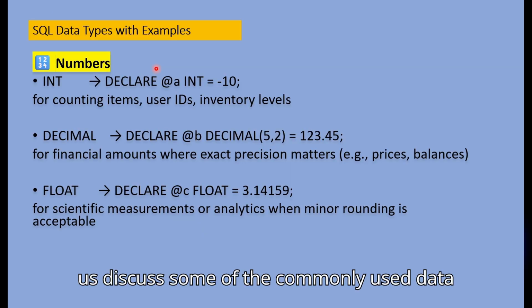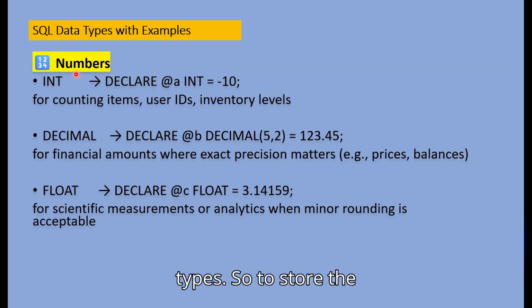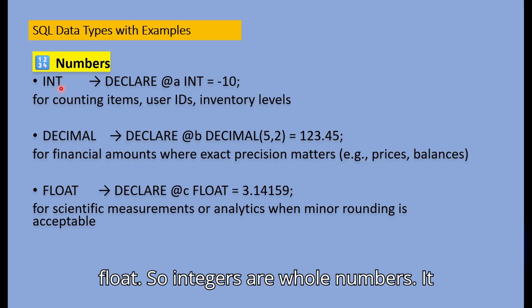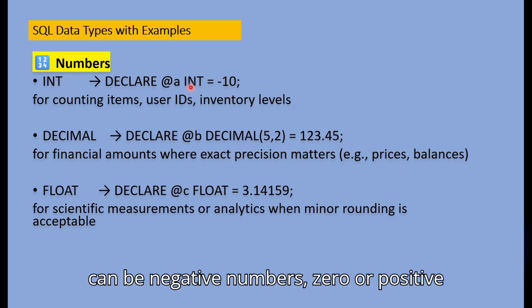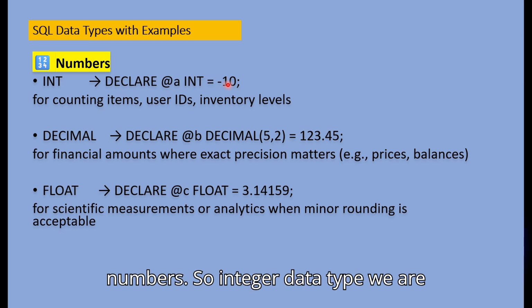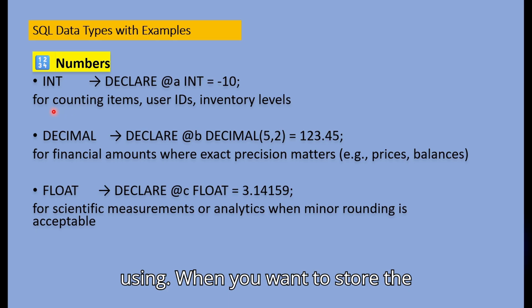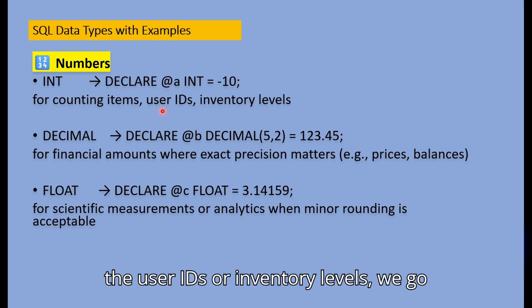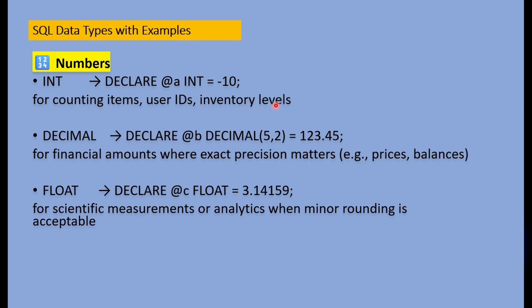Let's discuss some of the commonly used data types. To store numbers, we have integer, decimal and float. Integers are whole numbers. They can be negative numbers, 0 or positive numbers. We use the integer data type when we want to store the counting of items, user IDs or inventory levels.